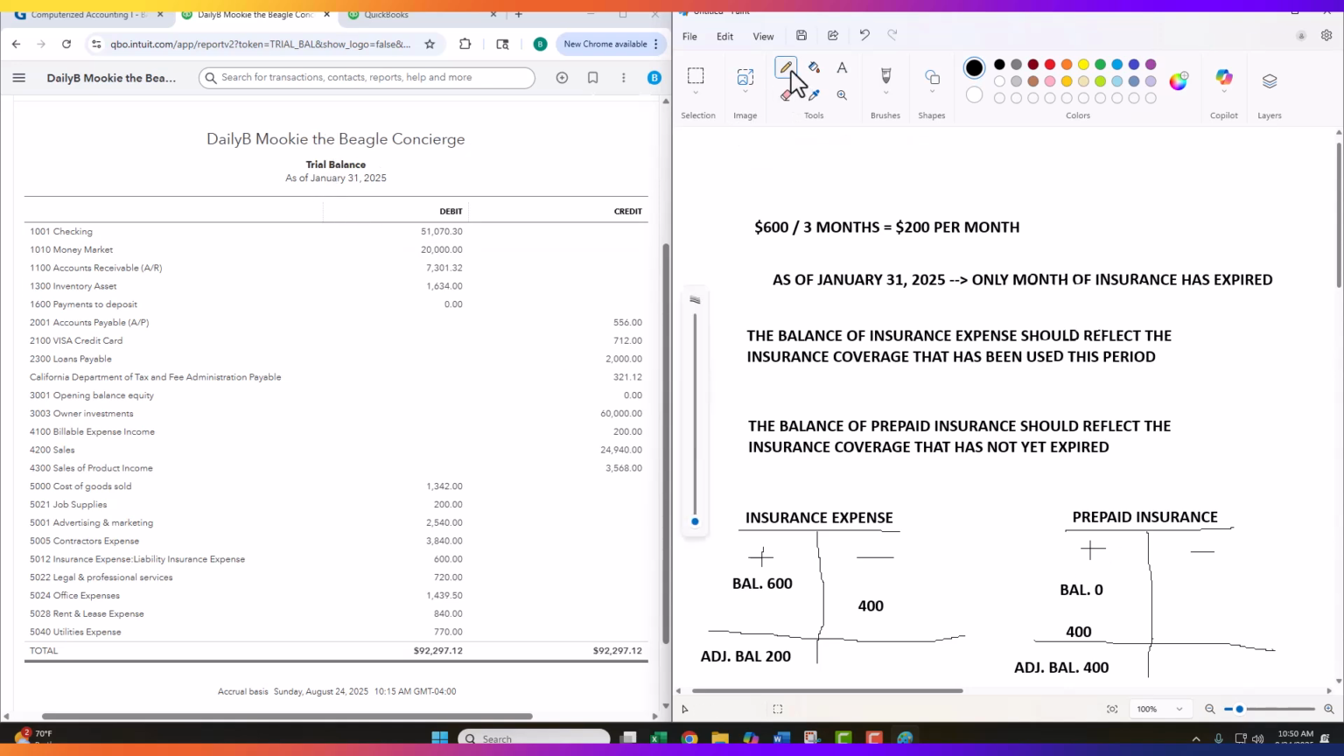So that's our adjusting entry here. We have a debit to our prepaid insurance of $400 and a credit to our insurance expense of the same amount. That'll get the adjusted balance of the expense reflecting the used portion of the insurance payment and the asset representing the unused portion. So now we're going to do that in QBO.